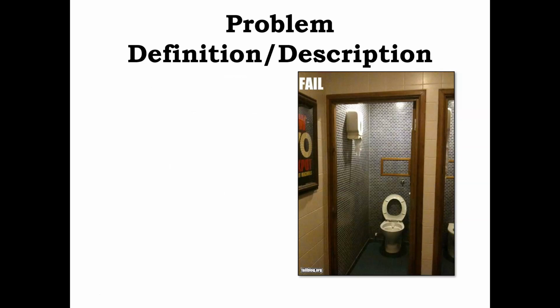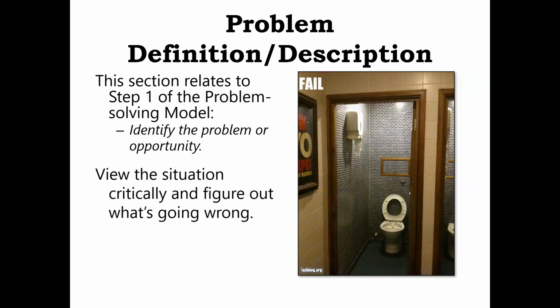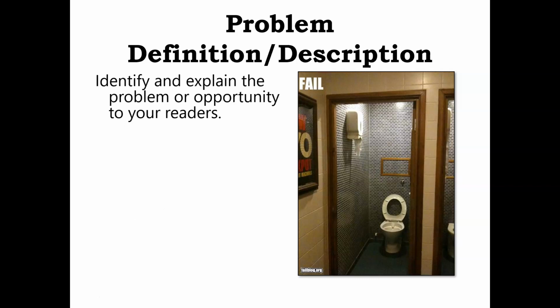The next section is the problem definition and description. It relates to step 1 of the problem-solving model, identifying the problem or opportunity at hand. Your job in this is to view the situation critically, figure out what's going wrong here, and how it can be addressed. So, identify and explain what is the problem, what is the opportunity that the readers are faced with.